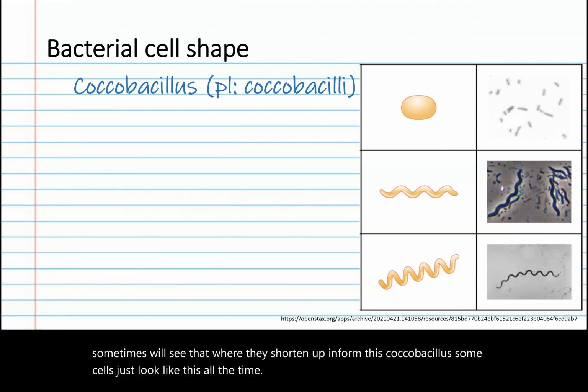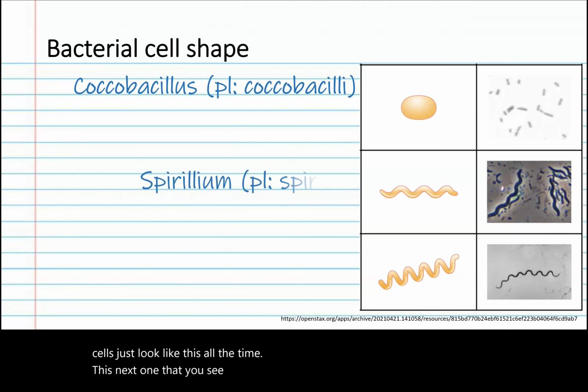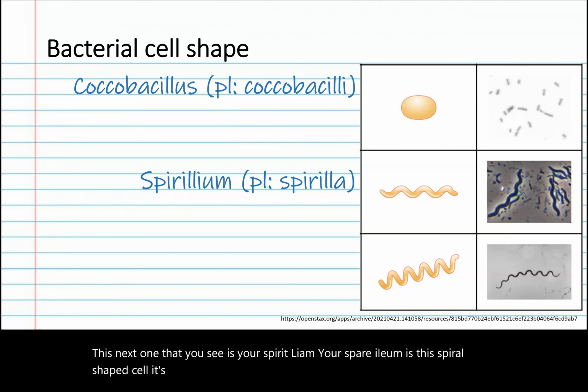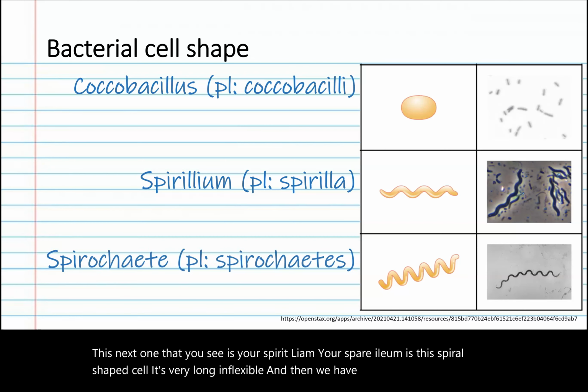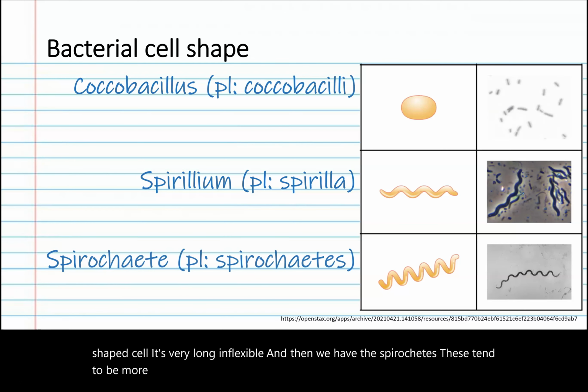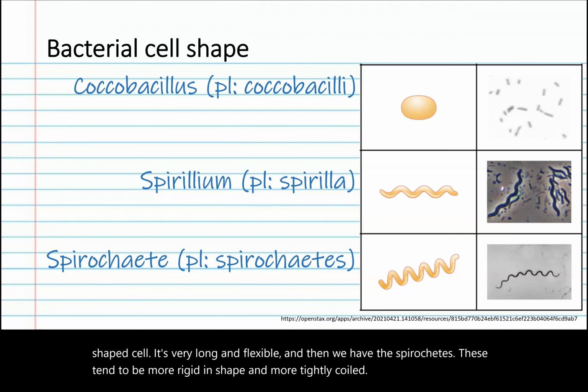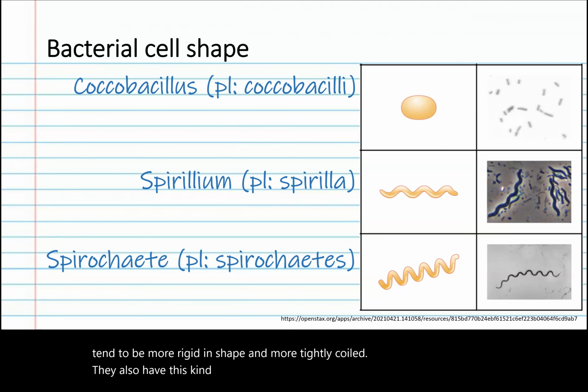This next one that you see is your spirillum. Your spirillum is this spiral-shaped cell. It's very long and flexible. And then we have the spirochetes. These tend to be more rigid in shape and more tightly coiled. And they also have this kind of corkscrew shape to them.